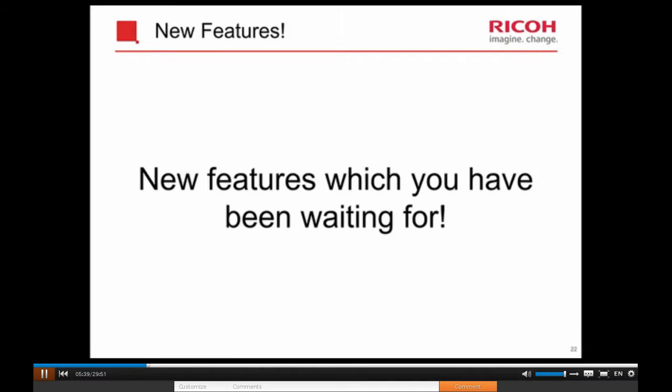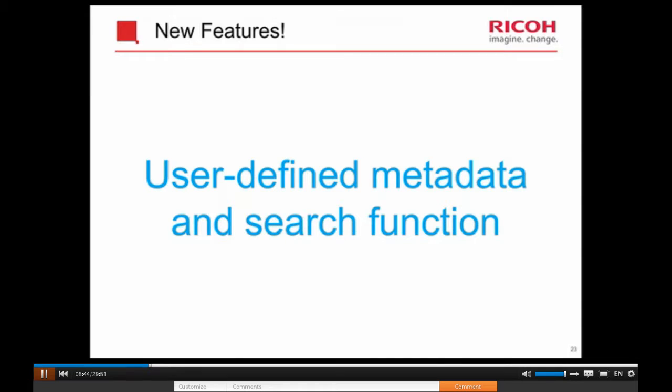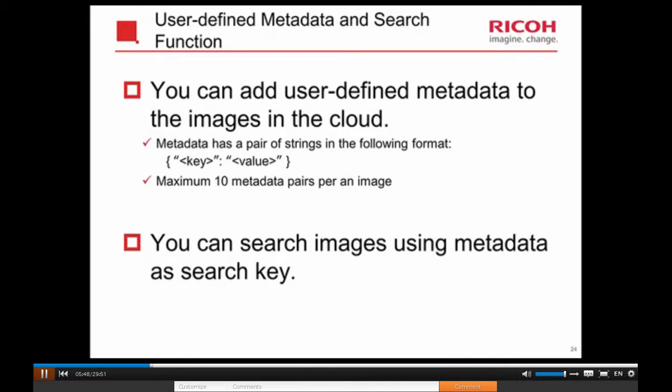This time, we have implemented a new feature you've been waiting for, namely the user-defined metadata and search function. You can add metadata to the images in the cloud. Metadata is a pair of strings in the format {key string : value string}. We can define up to 10 metadata pairs per image. You can search images using metadata as the search key.